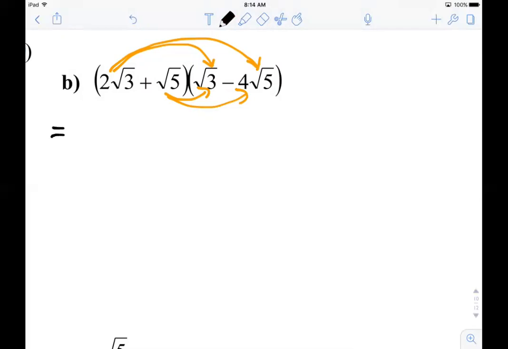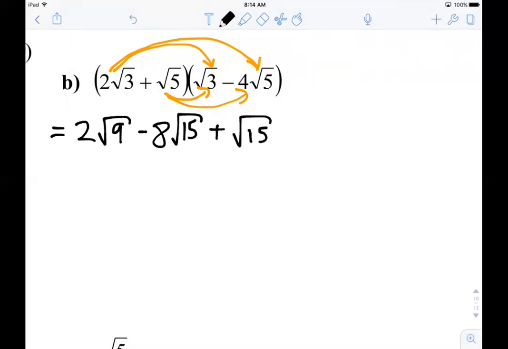So this would be 2 root 9, which you might already see is something we can simplify in our next step, but I'll leave it as 2 root 9 for now. Then the next one would be negative 8 root 15. Then root 5 times root 3 is positive root 15. And root 5 times negative 4 root 5 is negative 4, and then the 5's underneath the square root sign multiplied together give us root 25.